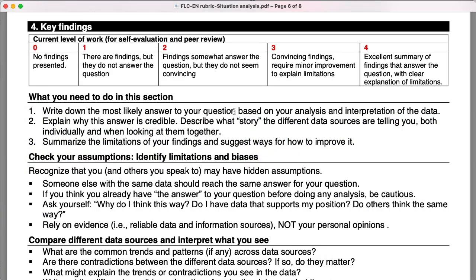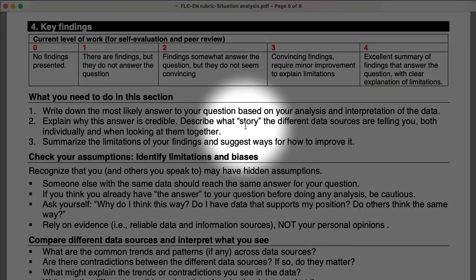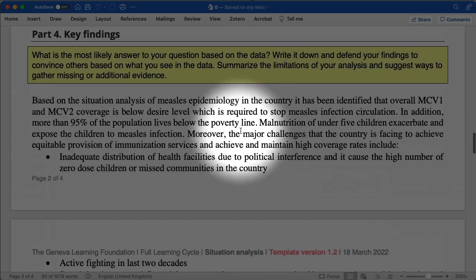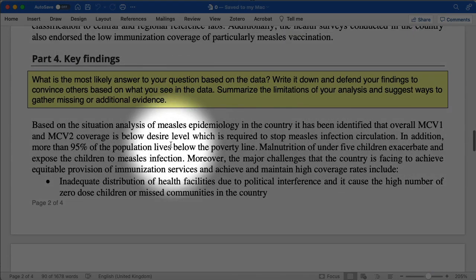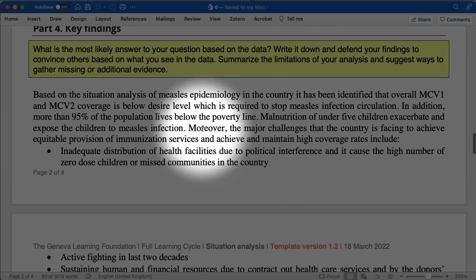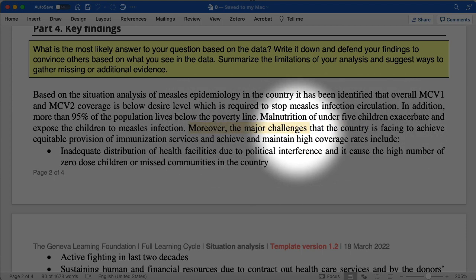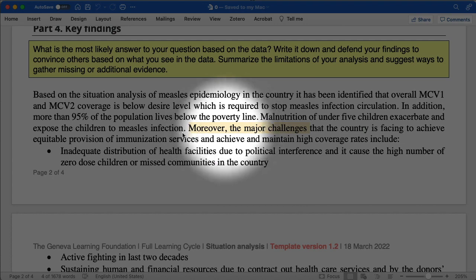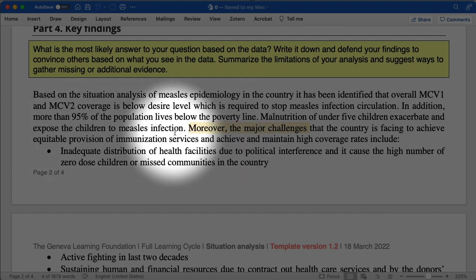Write down the most likely answer to your question based on your analysis and interpretation of the data. What it feels to me is more of a restatement of the situation rather than working towards that answer. You do need to explain why this answer is credible. In this case, again, I see many different factors or findings, and I'm not sure I understand the logic of concluding that the major challenge is equitable provision of services.